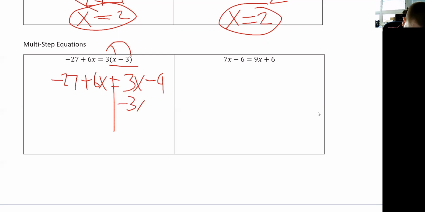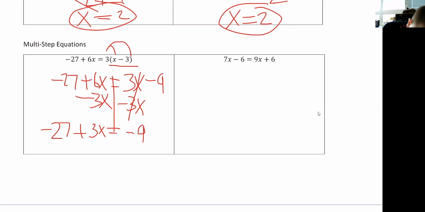Well, you could subtract it. So if we subtract that from the left side, you would just have negative 27. 6x minus 3x would just be 3x. And then here's where you got to be careful. You're going to bring down that 9. But since it's a minus 9, when you bring it down, it's really going to be a negative 9. So don't forget that minus sign. That's an easy thing to mess up.